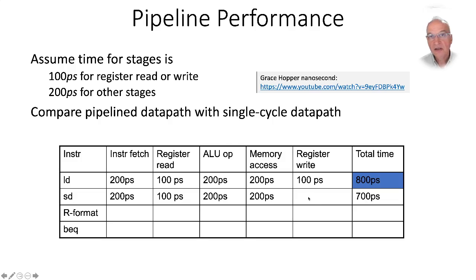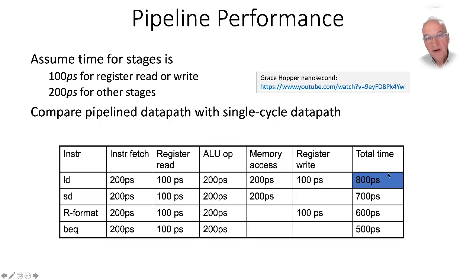The store does not need to do the register write, because the store does not write to any register, so that's 700 picoseconds. The R format will require 600 picoseconds, because it does the fetch, the decode, the execution, and the register write. And the branch equal will take 500 picoseconds, because I do not need an extra cycle for the write back. I can take the value of the PC+4 or the target of the branch and send to the PC.